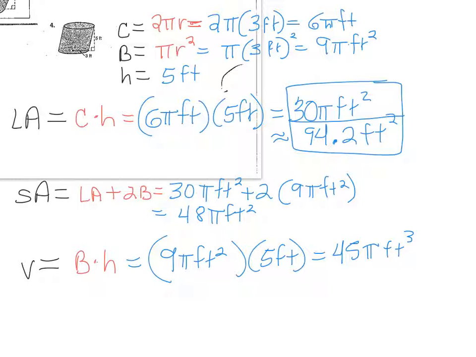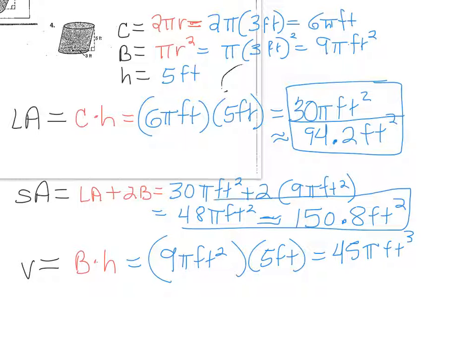And what about the surface area? Did you get 48 pi square feet? Yes, by adding those two. And then approximately, what did you get for that? Okay, 150.8, and this is square feet. So there you have the two answers, approximate and exact in terms of pi.